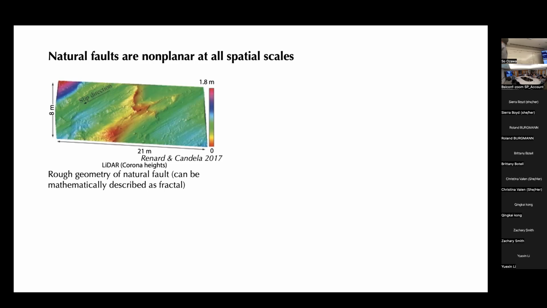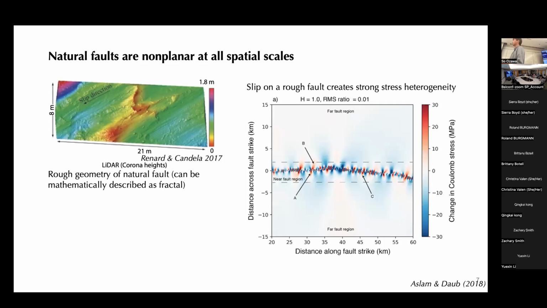So this rough geometry of natural faults can be mathematically described as a fractal concept. And if you consider a fault strip with fractal geometry, you have a very small-scale heterogeneity in Coulomb stress in its surroundings. This is the figure from Aslan and Dove 2018. As you go close to the rough fault, the stress heterogeneity becomes larger and occurs at smaller scales.